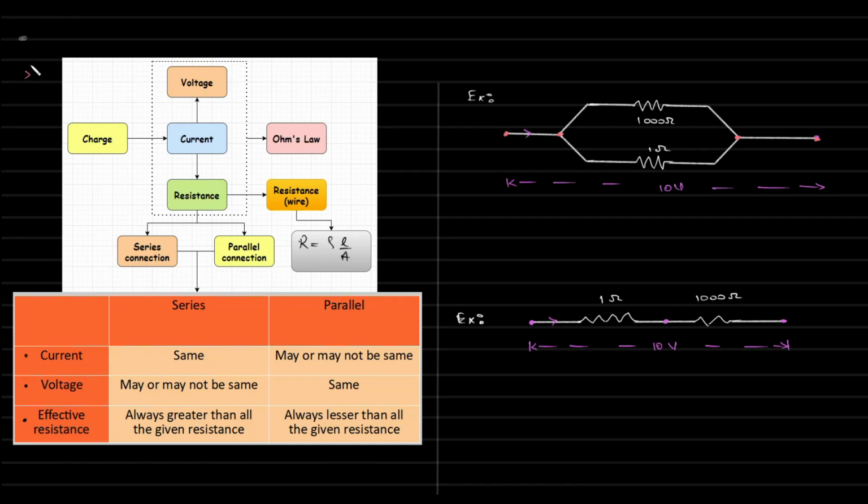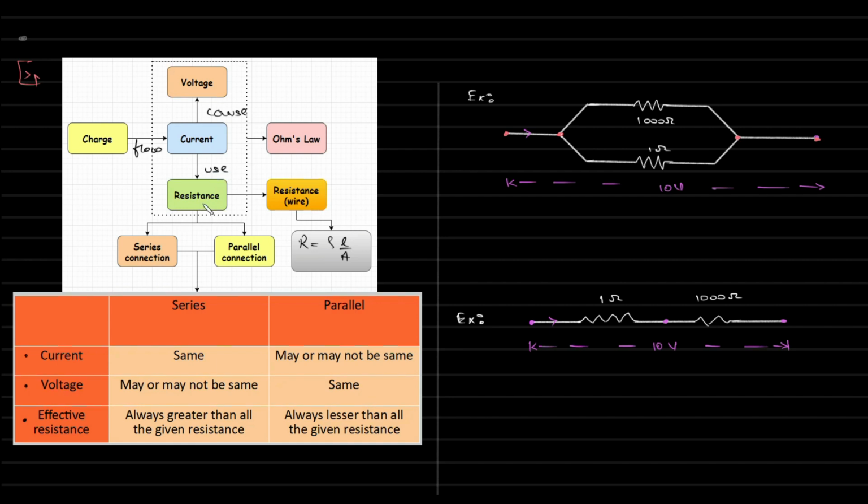Before we begin with the next bunch of questions, it would be helpful for us to review a few properties of series and parallel connection. So let's revise from the start. When charges flow, it is called current. The cause of current is voltage, and to make use of it, you have resistance.